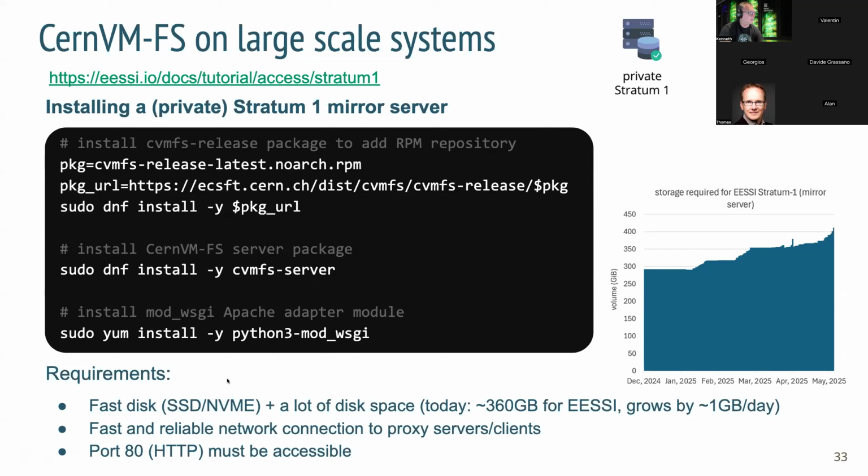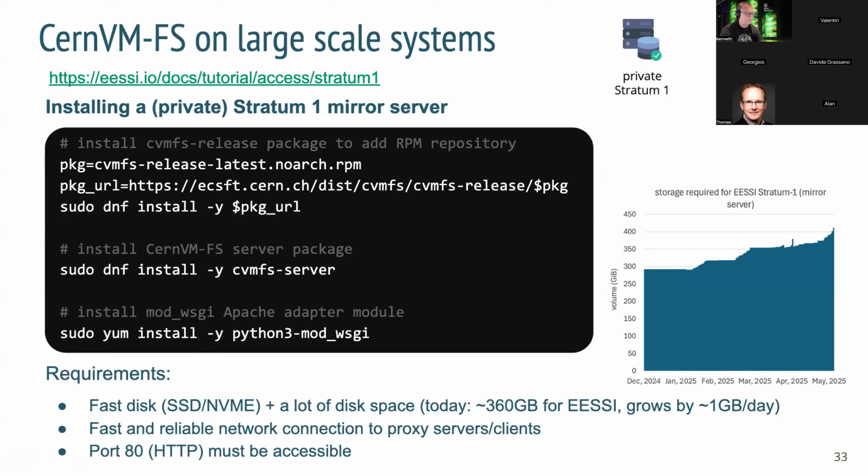Similar to the proxy server, you want a server with a fast disk and a fast, reliable network connection to the proxies and the clients that you will be using, or actually only the proxies if the clients are only connecting through the proxy servers. And this is standard HTTP traffic, so it sort of looks like a web server. So just port 80 standard HTTP is all you need to make this a private Stratum 1 mirror server.